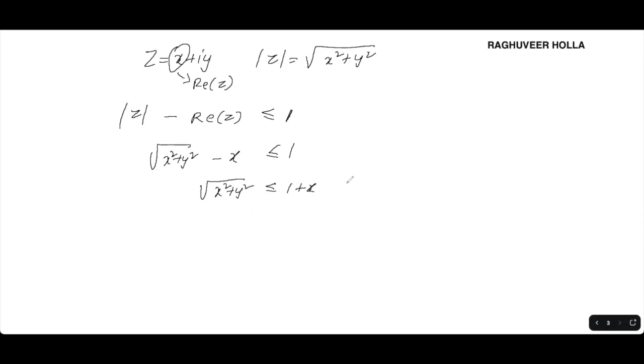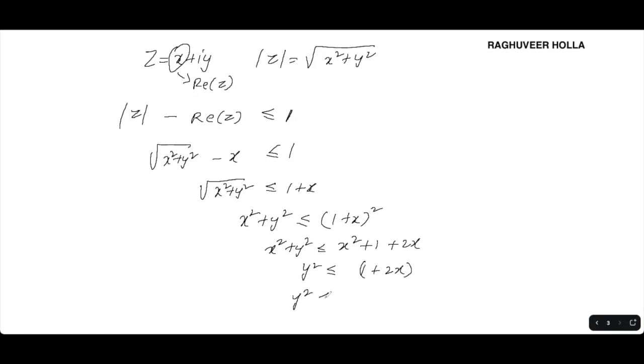Now squaring this on both sides, what we get is x square plus y square is less than or equal to 1 plus x whole square. So now this is x square plus y square less than or equal to x square plus 1 plus 2x. So you can cancel these terms, right? So y square is less than or equal to 1 plus 2x, or further you can write it as y square is less than or equal to 2 times x plus 1 by 2. So this is the best possible answer.